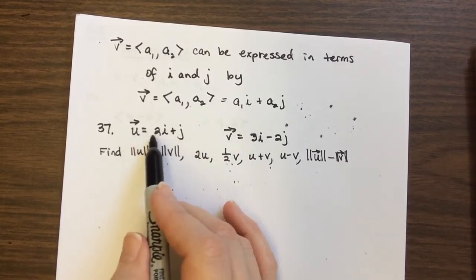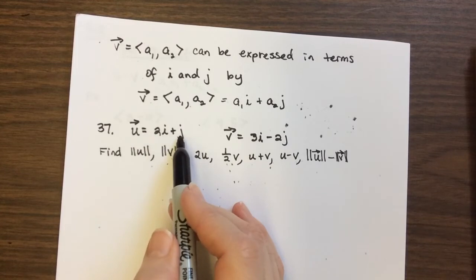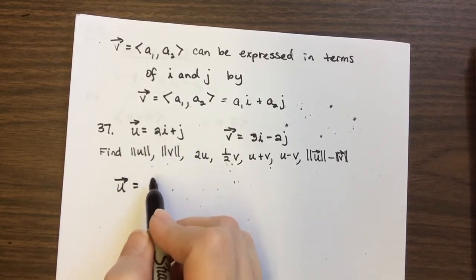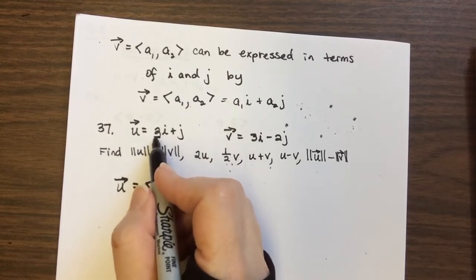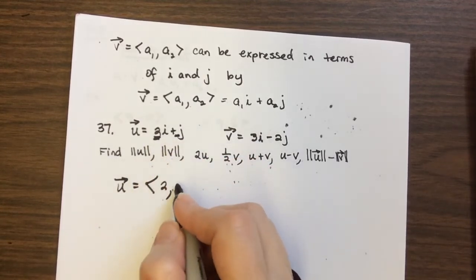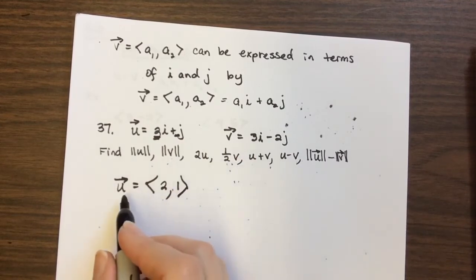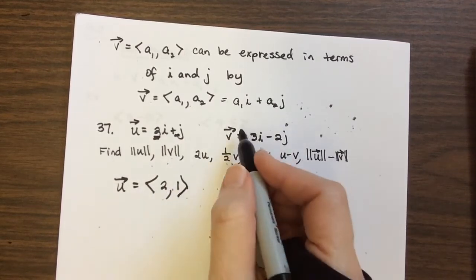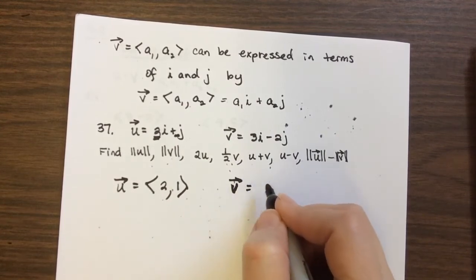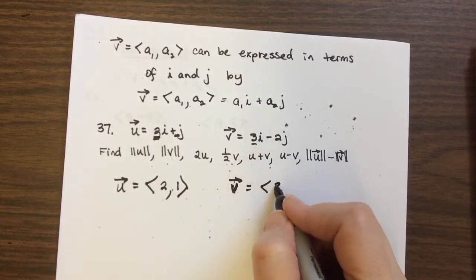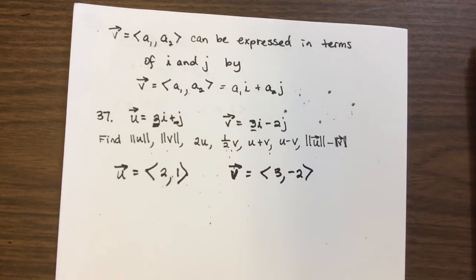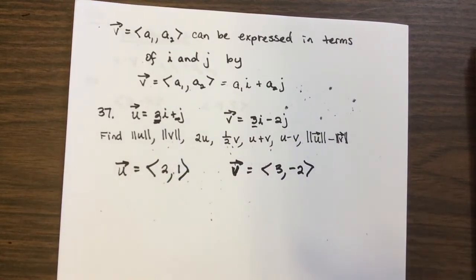So if I've got this vector in i and j form, the first thing I'm going to do is write it in component form. Remember, this is the first component, so that's just going to be 2. This is the second component, so that's going to be 1. So now I've got u written in component form. v written in component form is just going to be 3 and negative 2. And now I'm able to do whatever they ask.